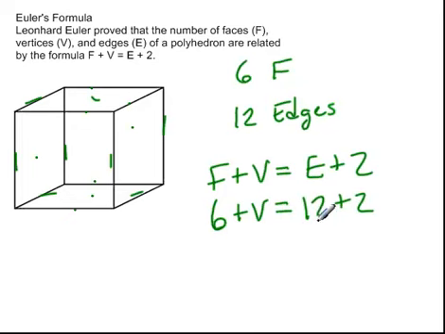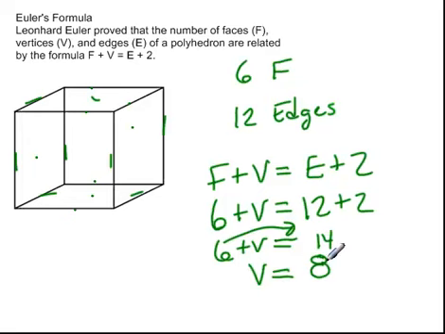Now, simply solve the equation for V. So we have 6 plus V, if we want to leave it, equals 14. Subtract 6 across. So V equals 8. So based upon Euler's formula, there should be 8 vertices for this polyhedron. Well, let's see if we can count them. There's 1, 2, 3, 4, 5, 6, 7, 8. And there, that is proof.